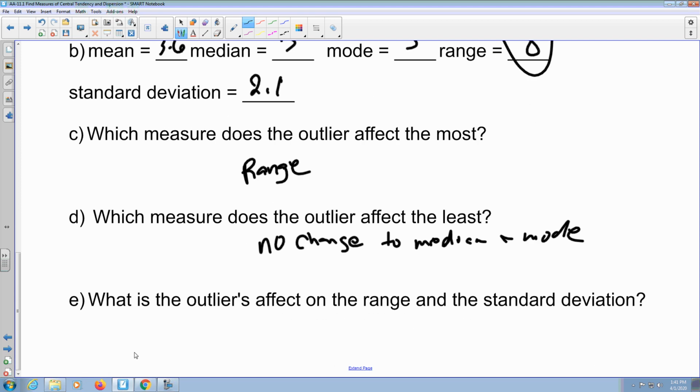And it says, what is the outlier's effect on the range and the standard deviation? Both measures increased. And that is being able to find measures of central tendency and dispersion.